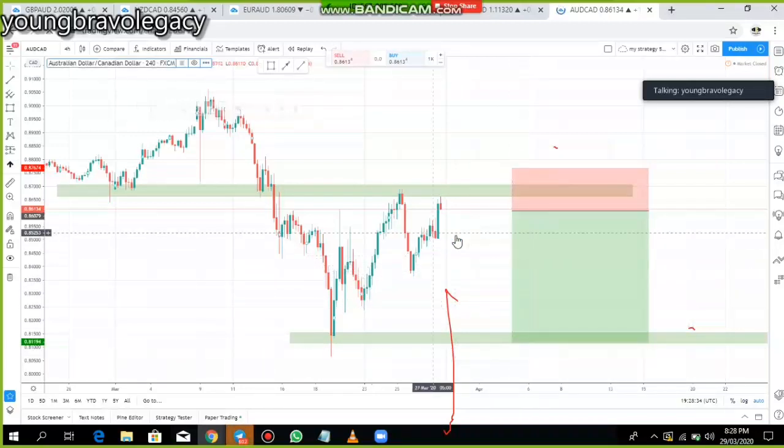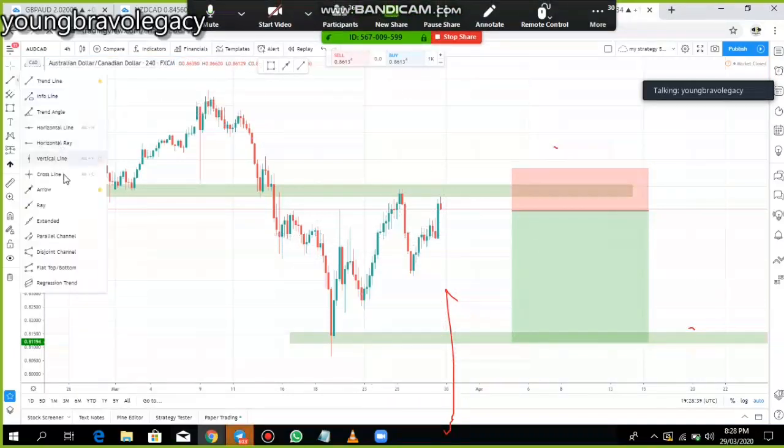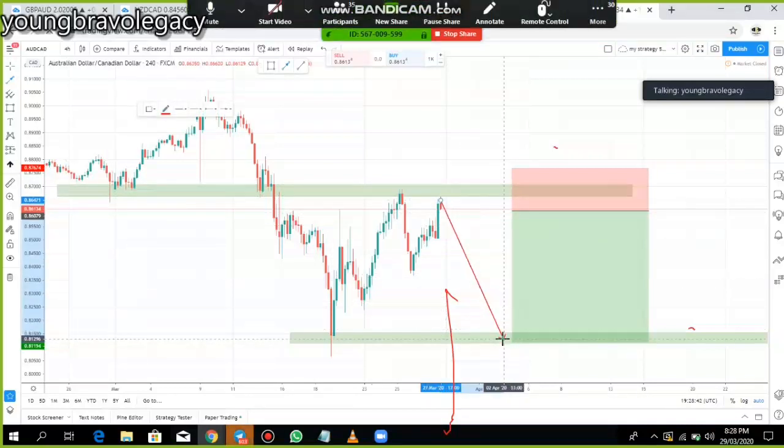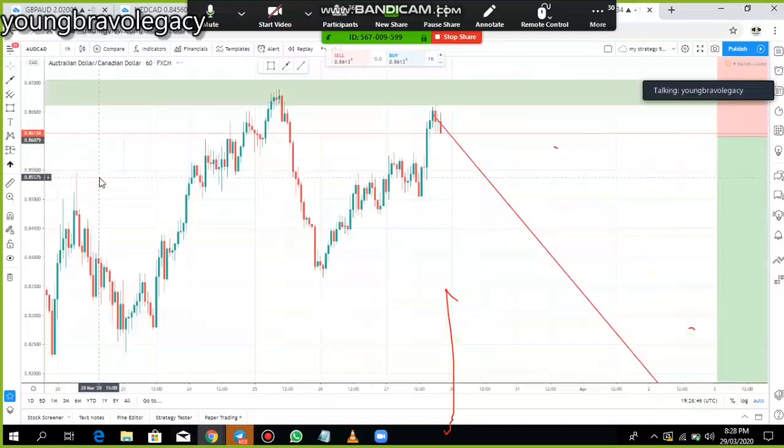It depends on what kind of trader you are. So this is a sell. My bias here is a sell. The market should come downward. So let's go to the 1 hour in case the market may open anyhow.